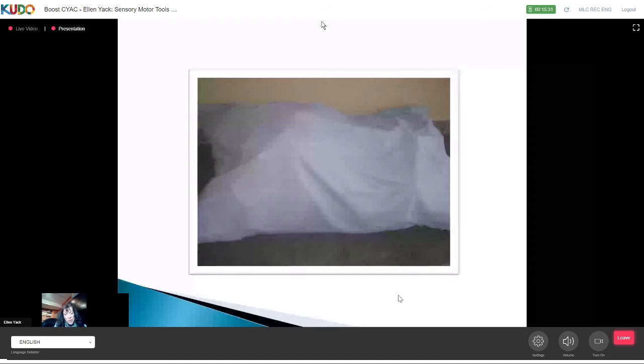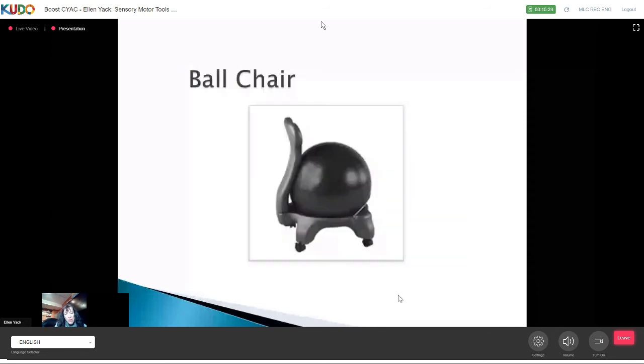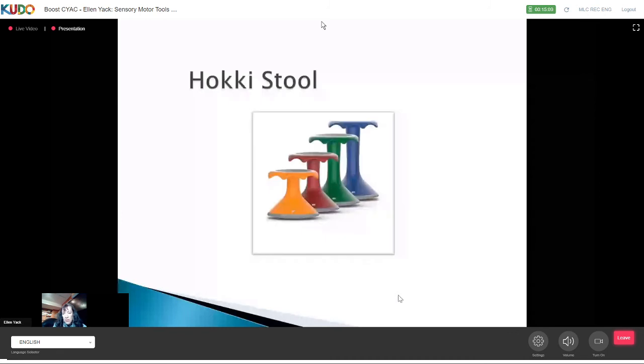Ball chairs have been used for a long time, and that was probably the first moving chair option we had. I find for a classroom setting or a work setting, ball chairs can be too distracting, and you also have to have good abs to be on the ball chair. And for some kids, they can get too silly on it. Here's an example of sitting on a ball chair. I prefer hockey stools.